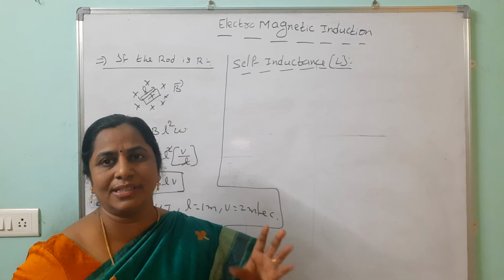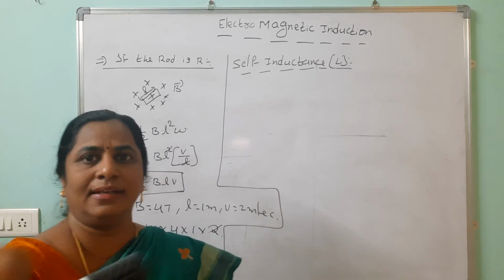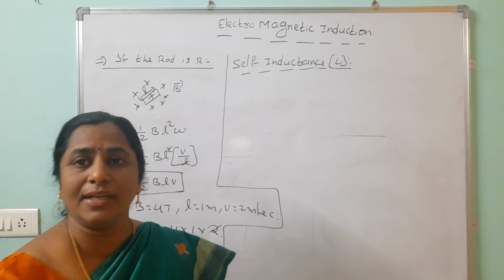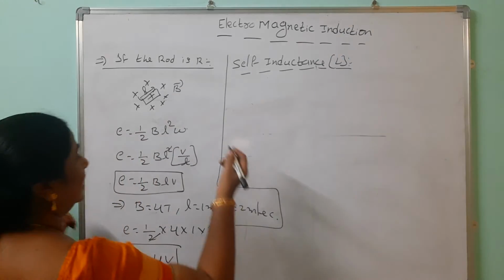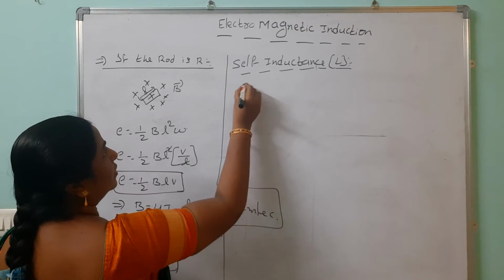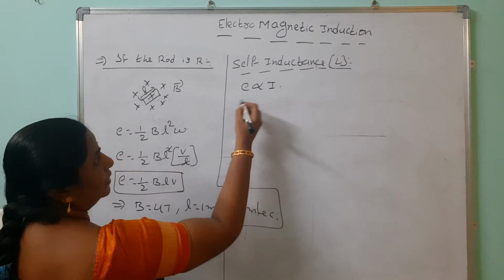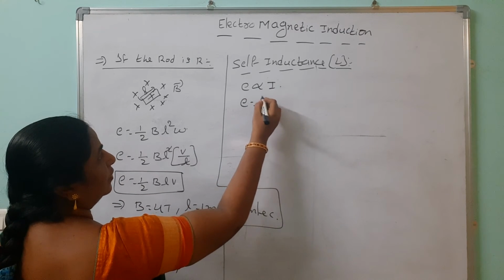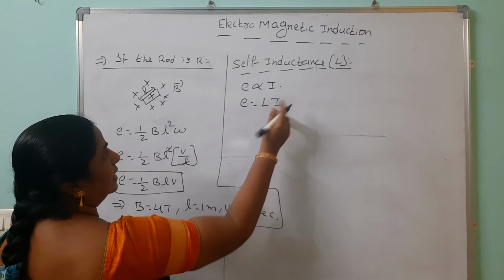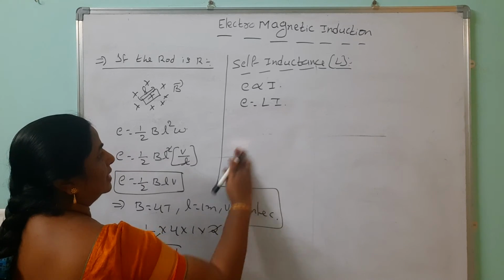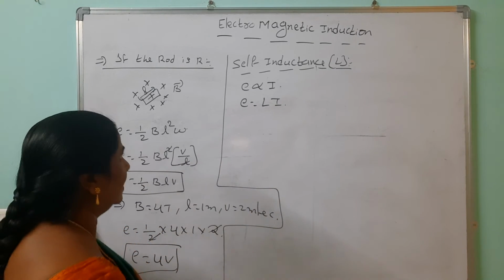Current is flowing through this. That is called the induced current. And here you should write it: this electromotive force is directly proportional to electric current. So E equals what are we getting? One constant. This is called the self-inductance.